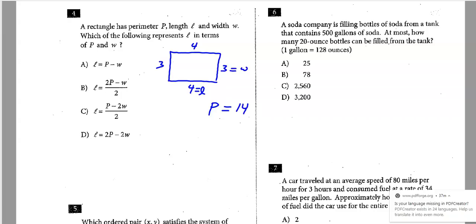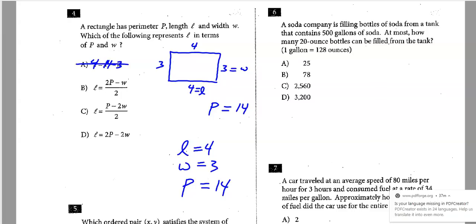3 and 4 and 3 and 4 is 14. You could then go through these equations over here and plug in L equals 4, W equals 3, and P equals 14, and see which one checks out math-wise. So for instance, if I plug this into number 1, if L is 4, and P is 14, and W is 3, that's a false statement. 4 is not equal to 14 take away 3. So A would be out.